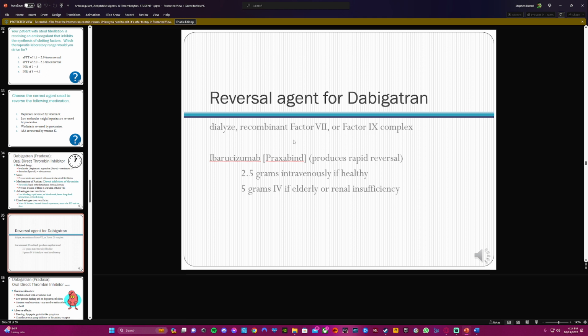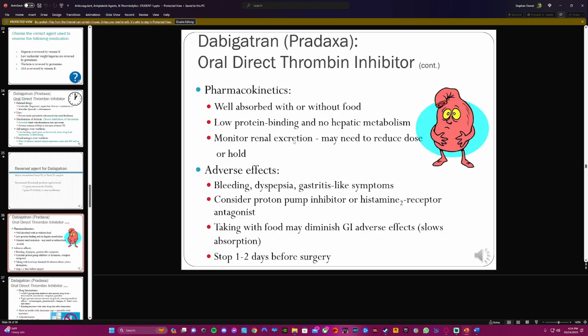You want to give idarucizumab, which produces a rapid reversal, 2.5 grams intravenously if healthy, 5 grams IV if elderly or renal insufficiency. Dabigatran, oral, the pharmacokinetics for this is it is well absorbed with or without food, low protein binding and no hepatic metabolism. Monitor renal excretion, may need to reduce dose or hold.